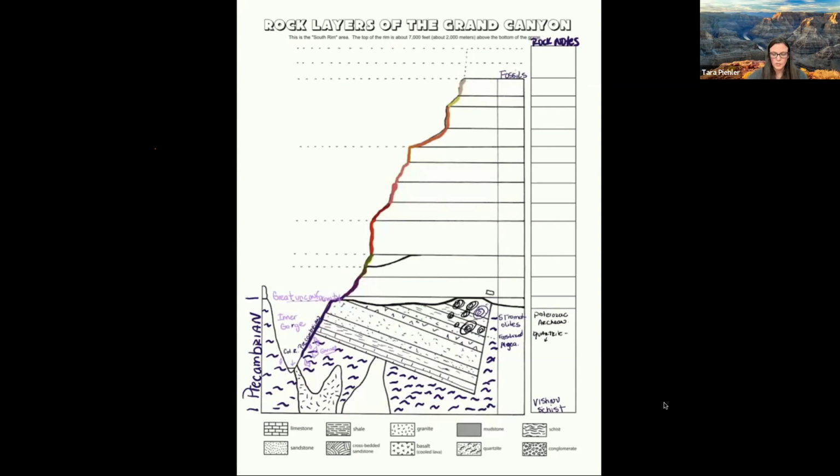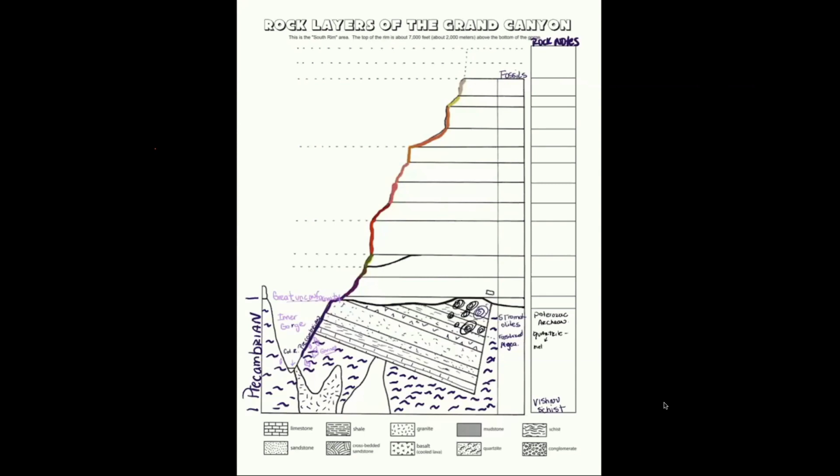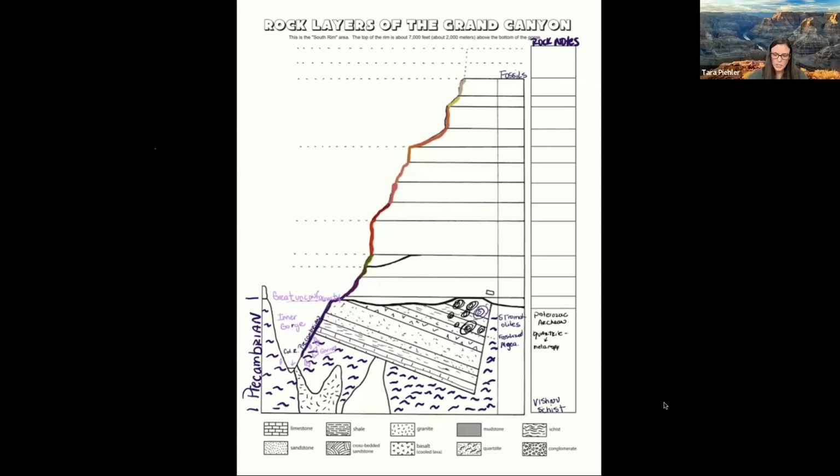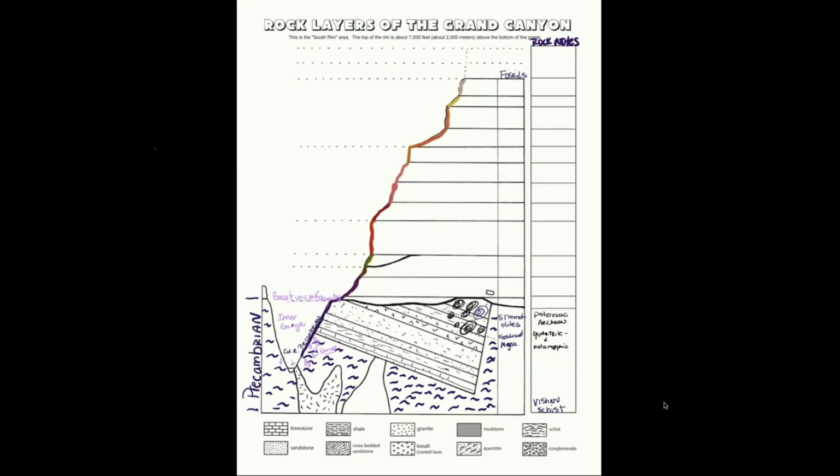Sorry, that was sedimentary, and then with time and heat and pressure, what can sedimentary rock turn into? What type of rock? Metamorphic. Metamorphic. Okay. So some metamorphic rock, right? Okay, does everybody have that?